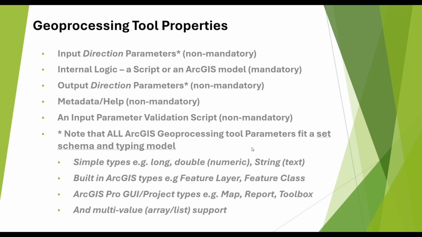And another thing to note, as well as single values, so you can have a single string, single feature layer, you've got multi-value array list support. So for instance, you could pass in multi-value, a list of feature layers into your script and then loop through them and do processing on each in a sequence.